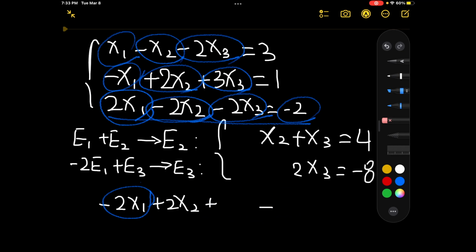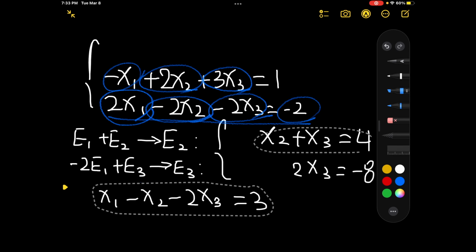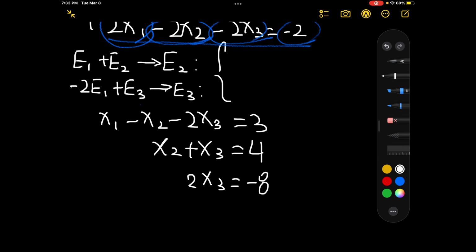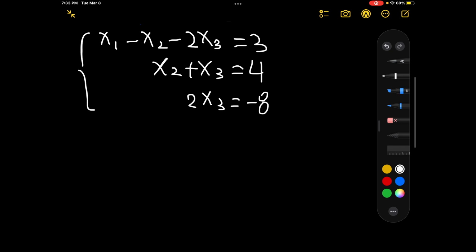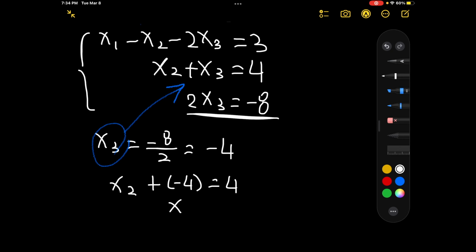Okay, that's what we did for the operations, and then we can do the back substitution. Let's write the new equations. From the last one, x3 equals negative 8 divided by 2, which is negative 4. So we can substitute x3 into equation 2. What we get is x2 plus negative 4 equals 4, which gives x2 equals 8.